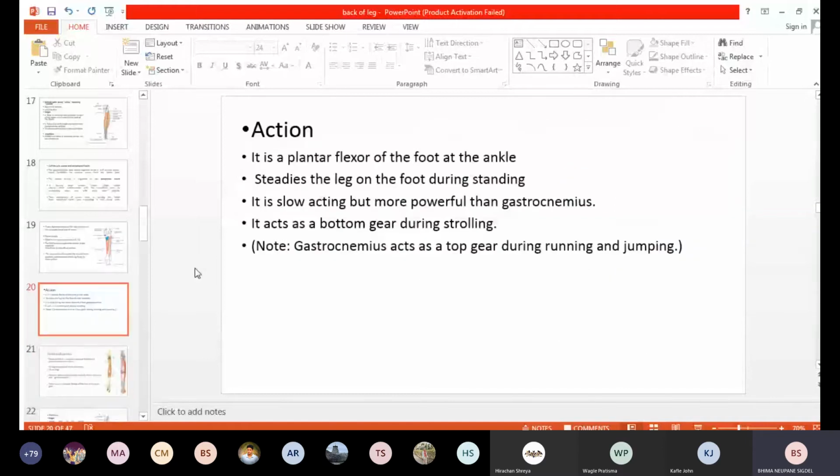Now the action. Similarly, the same action as the gastrocnemius: one function is plantar flexion of the foot at the ankle joint. After that it steadies the leg on the foot during standing support, and it is slow acting but more powerful than the gastrocnemius. You have studied this muscle in gross anatomy already. It is like a bottom gear, meaning it is more powerful, like one gear in a car that is very strong. Like that, this also acts as a bottom gear, whereas the gastrocnemius helps in running and jumping.